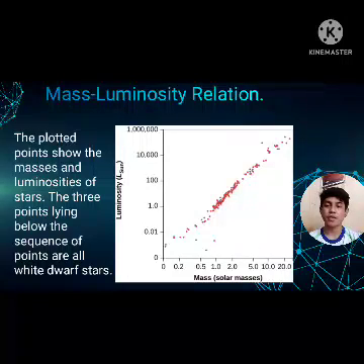The masses and luminosities of stars are presented by the plotted points. White dwarf stars make up 3 points below the sequence of points. This can also be expressed mathematically: L is proportional to M raised to the 3.9, or about the fourth power of the mass in units of the Sun's mass, which varies as luminosity, given in units of the Sun's luminosity. If two stars differ in mass by a factor of 2, the more massive one will be 2 to the fourth, or about 16 times brighter. If one star is 1/3 of the mass of another, it will be around 81 times less luminous.